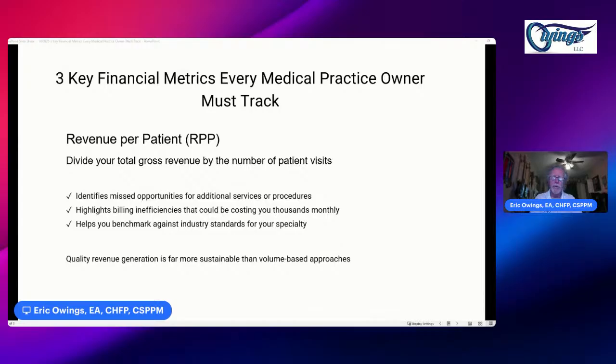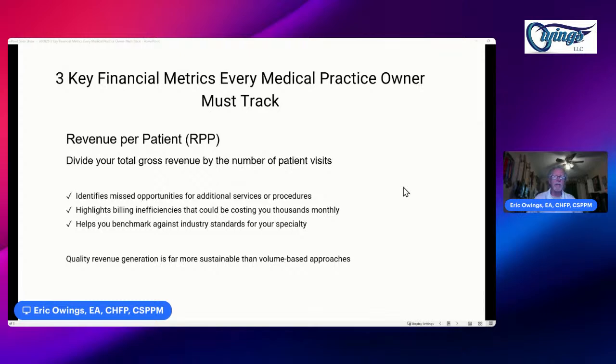But your revenue per patient is actually a fairly standard metric in the medical field. And there are benchmark sources out there in internet land. If you are interested in finding that sort of thing based on your specialty, it does help you benchmark against the industry standards. And keeping an eye on that from month to month.